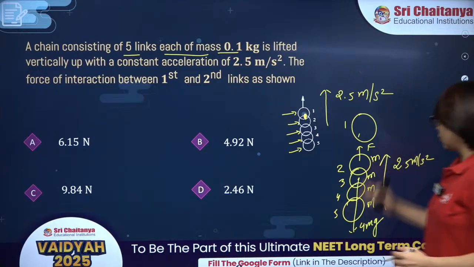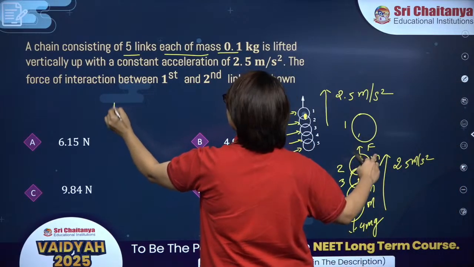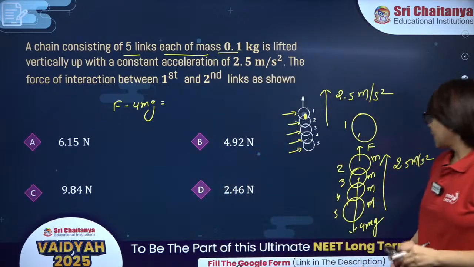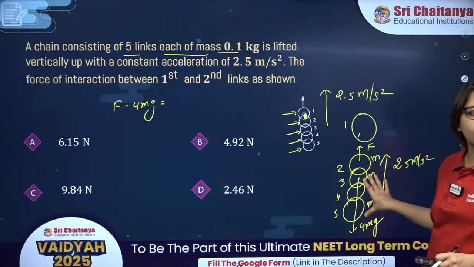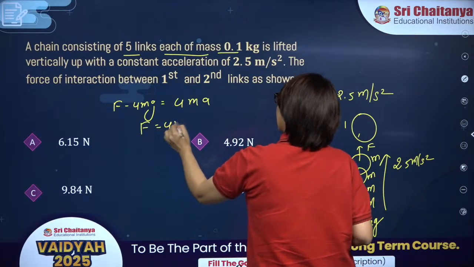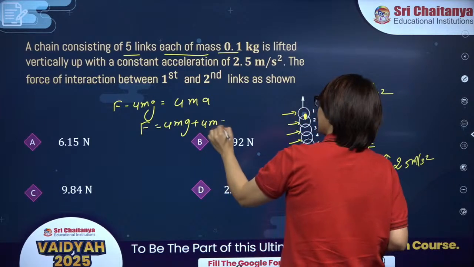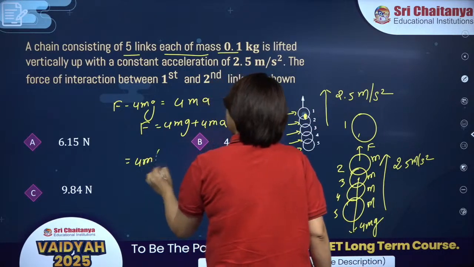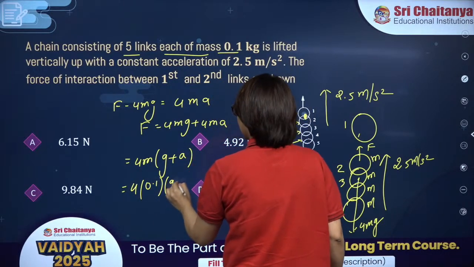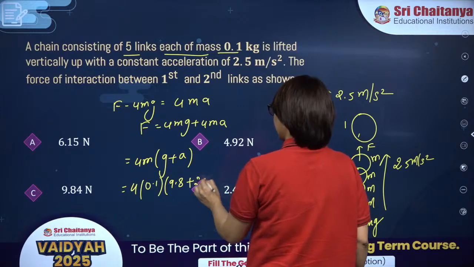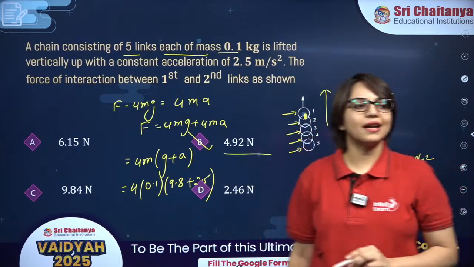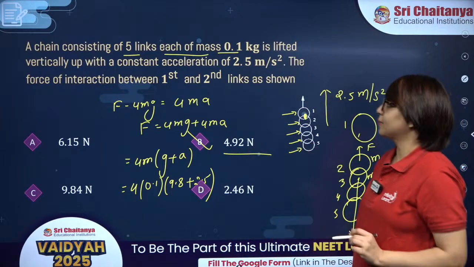So what is the net force on this one? The force of interaction is upward, minus 4 mg, and it should be equal to ma, where m is the total mass, which is 4m, so it is 4 ma. So F is equal to 4 mg plus 4 ma. You can take 4m common, so it is 4m into g plus a. m is given as 0.1, g is 9.8 and a is 2.5. So after solving this one, you will be getting the correct answer 4.92 Newton, which is option B.